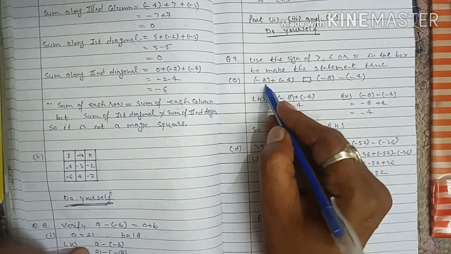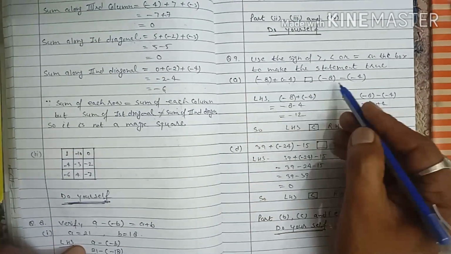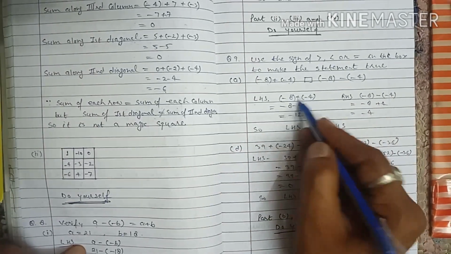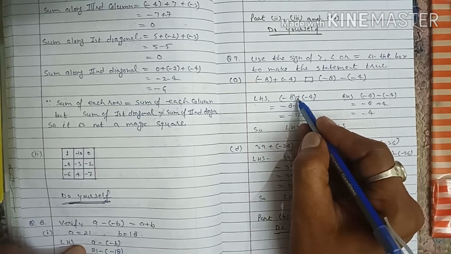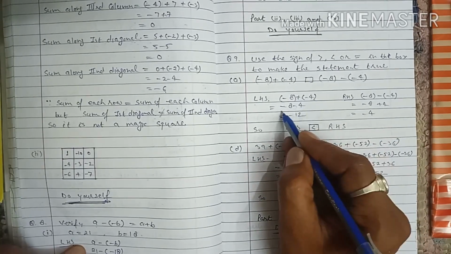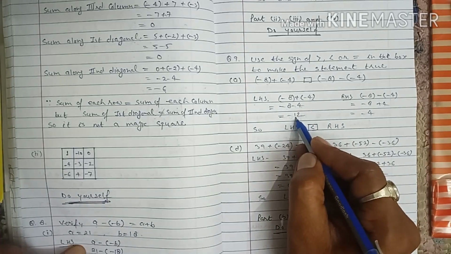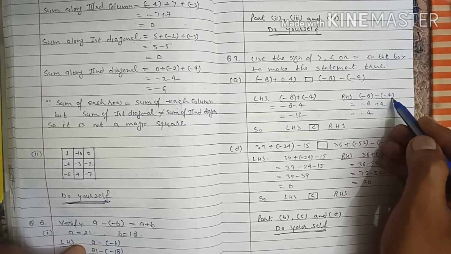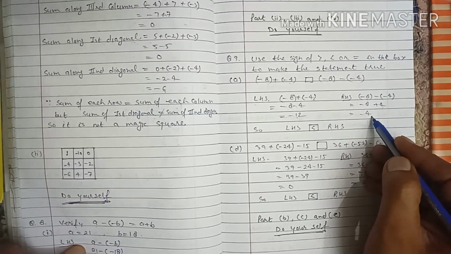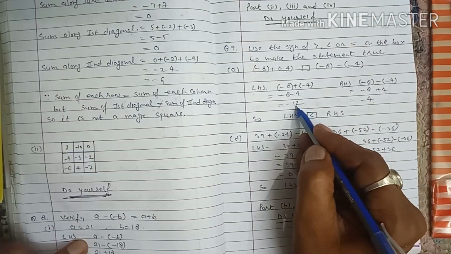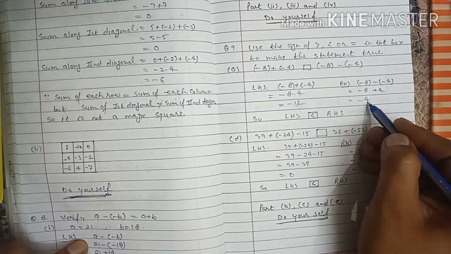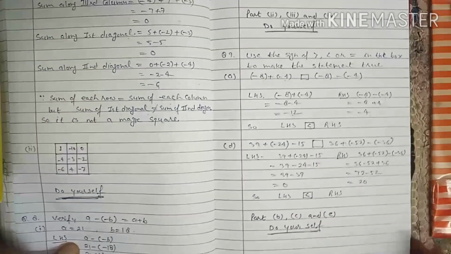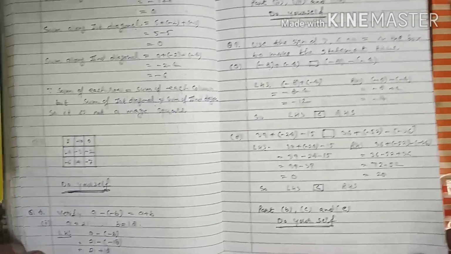First part: -8 plus (-4) and -8 minus (-4). Now LHS: -8 plus in bracket -4. We know plus into minus is equal to minus. Then -8 -4 is equal to -12. And RHS: -8 minus in bracket -4, that is -8 plus 4, which is equal to -4. Since -12 is less than -4, LHS is less than RHS. Similarly, we can solve the other parts.